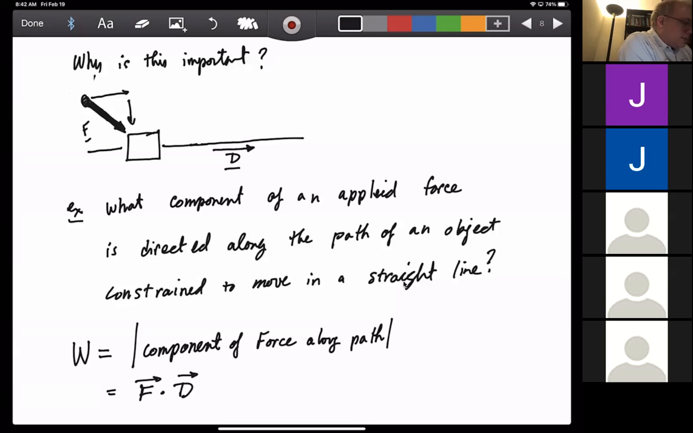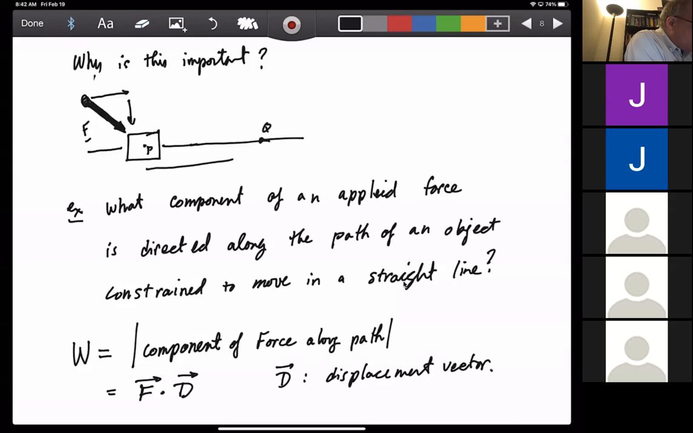So D here is the displacement vector. Right, so it's not just the direction of travel, but it is the actual, I don't know, let's say P to Q. We can say D is this path.